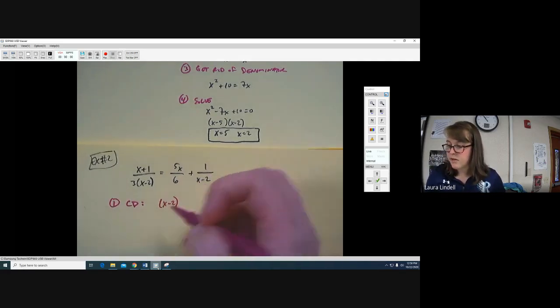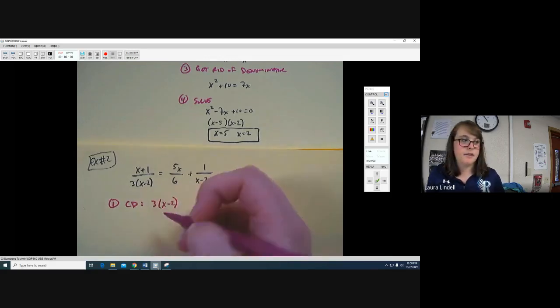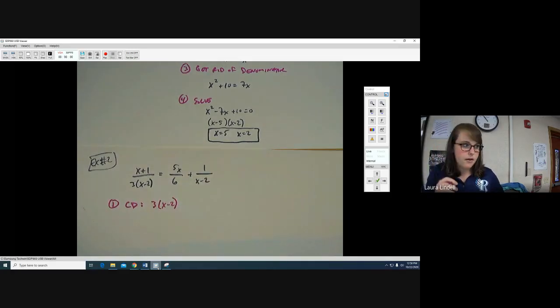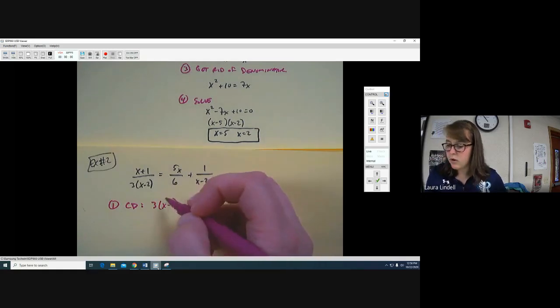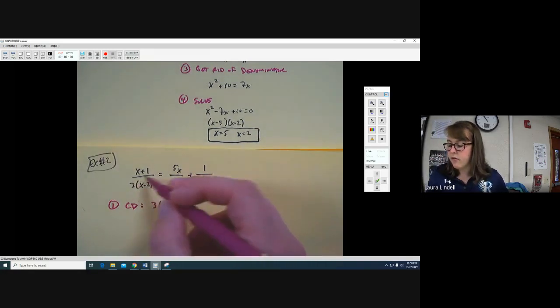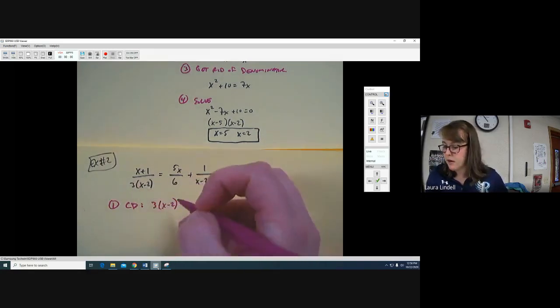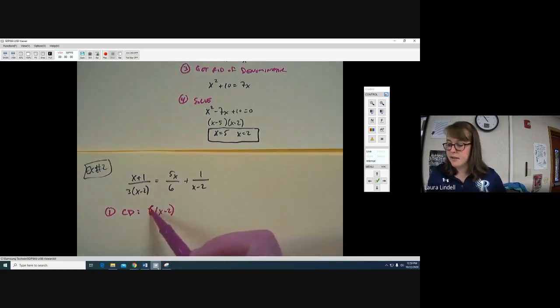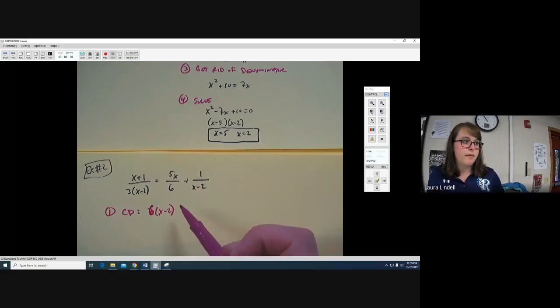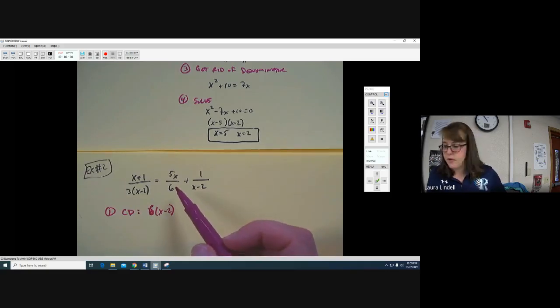It's going to have that x minus 2 in it, and I'm going to leave the 3 on the outside, though, just for now. Or, sorry, just kidding. We're close there. It is going to involve 3 times x minus 2, but it's going to actually end up being 6 times x minus 2, and here's why. 3 goes into 6, but 6 doesn't go into 3.